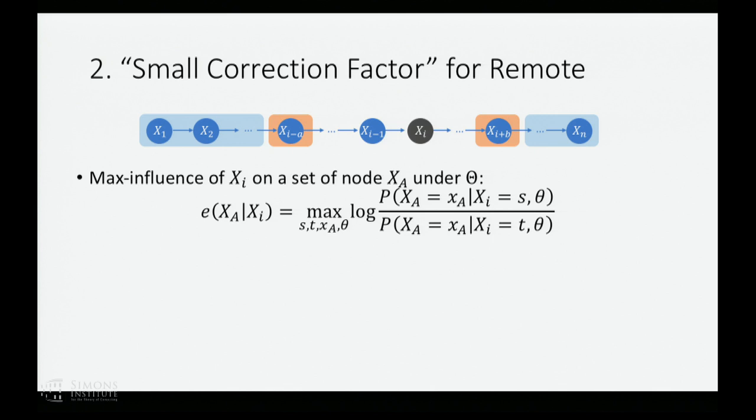Then we're going to take a maximum among all ST pair and all the distribution and all possible value for Xa. So essentially this max influence captures how much Xi and Xa are correlated with each other. The smaller value means they are less correlated. In the case where they are completely independent, this value is going to be zero.